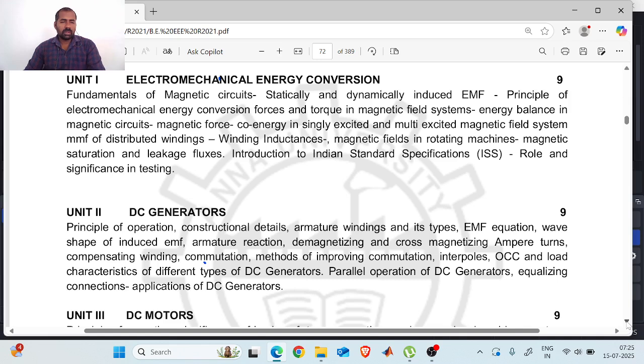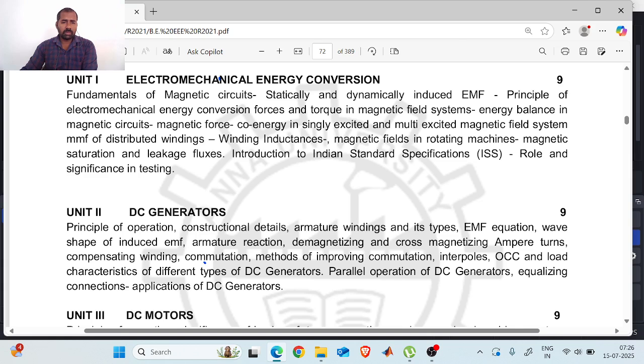Okay, so this is your first unit, you can see on the screen. The unit name is electromechanical energy conversion. For studying this subject, first of all we have to understand what a magnetic circuit is, and the fundamentals of magnetic circuits. Before that, we have already studied in the second semester the subject called Electric Circuit Analysis, where you studied all about electric circuits. Here you are going to study about magnetic circuits. So that is what they have given in the first unit, electromechanical energy conversion.